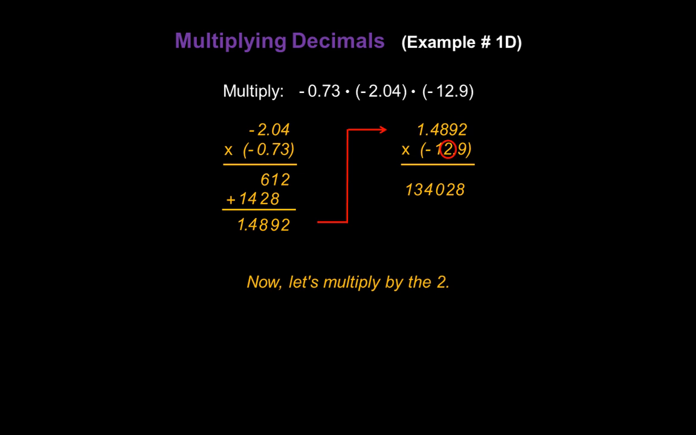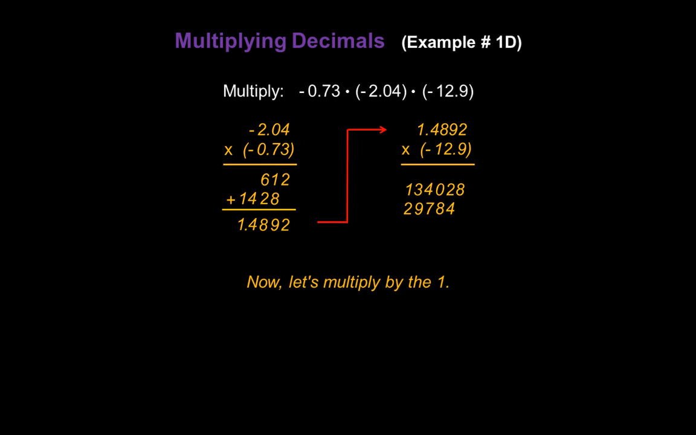Now let's multiply by the 2. 2 times 2 is 4. Bring that down. 2 times 9 is 18. Bring down the 8 and carry 1. 2 times 8 is 16, plus the 1 we carried is 17. So we'll bring down a 7 and carry another 1. 2 times 4 is 8, plus the 1 we carried is 9. And finally, 2 times 1 is 2. There we go. We're finished multiplying with the 2.